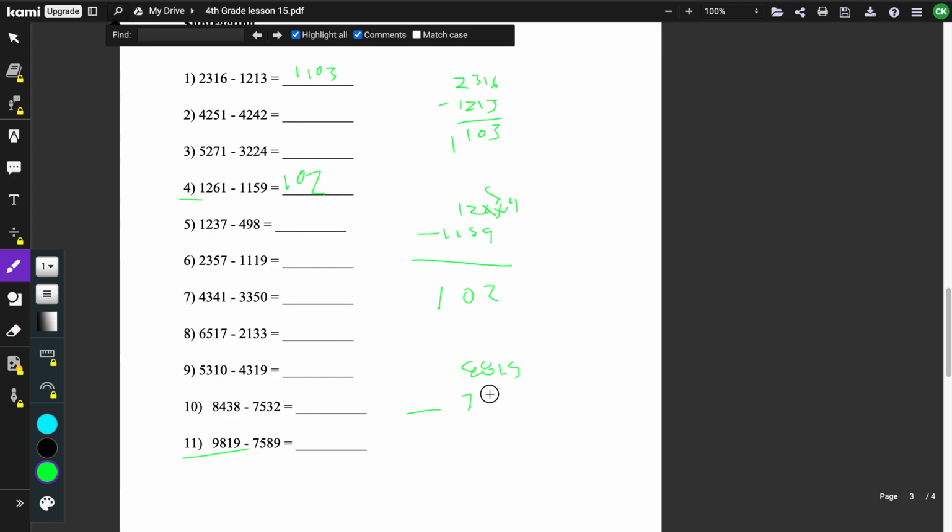9,819 minus 7,589. 9 minus 9... 5 can't subtract, so you've got to carry the 1 over. 15 minus 9, 6, then we've got to carry this again, so 10 minus 8, 2, and then 7 minus 5, that's going to give you 2, so you're going to get 2,230.